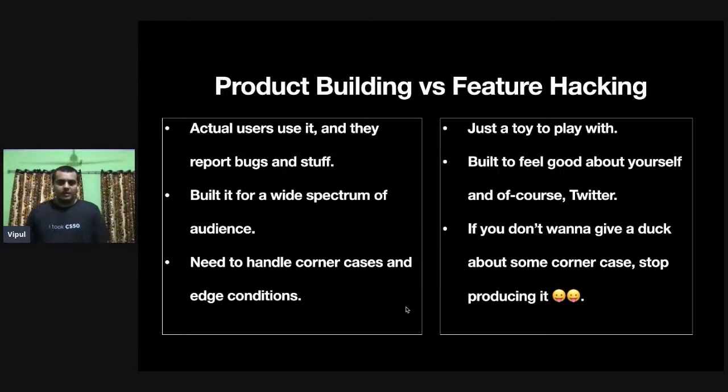When you're building a product, it's built for a wider audience, so you have to cater to a lot of different people and a lot of different use cases. If you're hacking a feature, you're doing it so that you can feel good about yourself, feel smart, like, okay, I did something smart. And of course, you're supposed to post it on Twitter. We all know that. No shame in that. And building a product also comes with a lot of edge case handling and corner cases that you have to deal with.